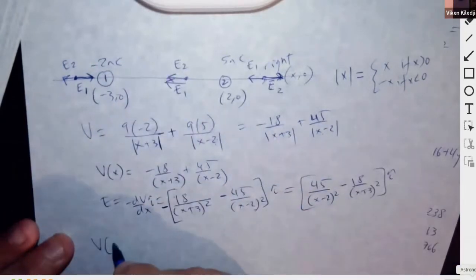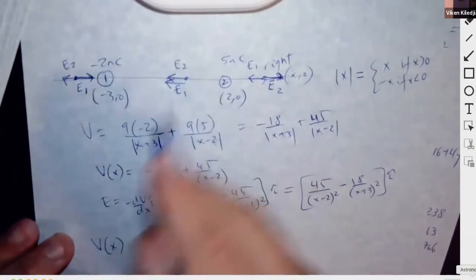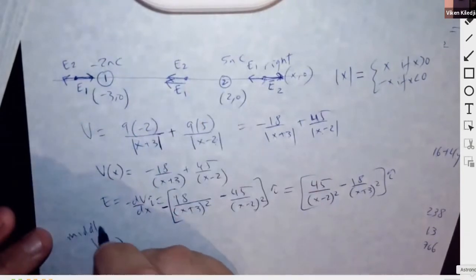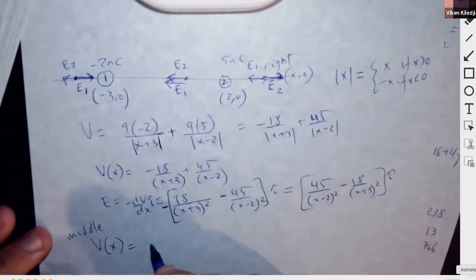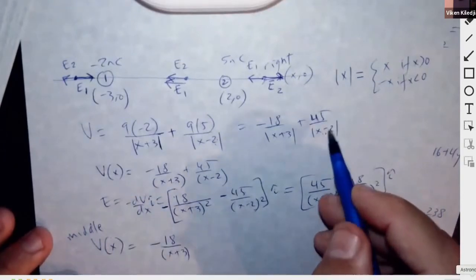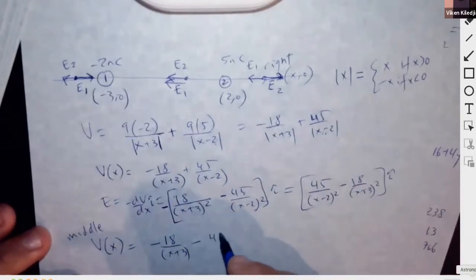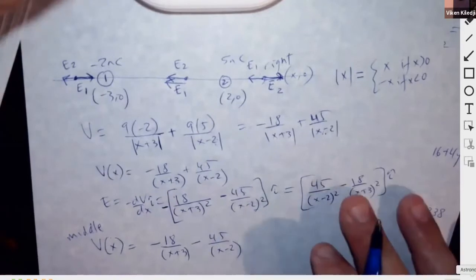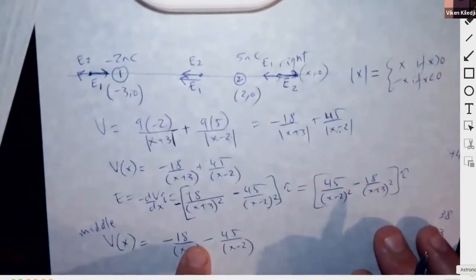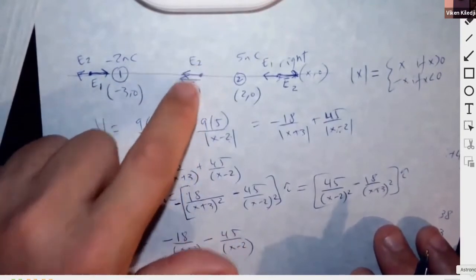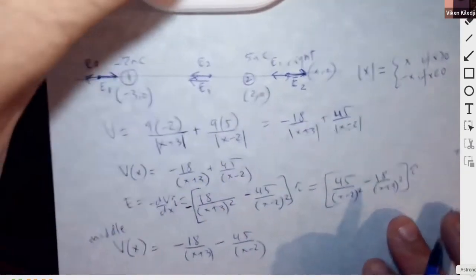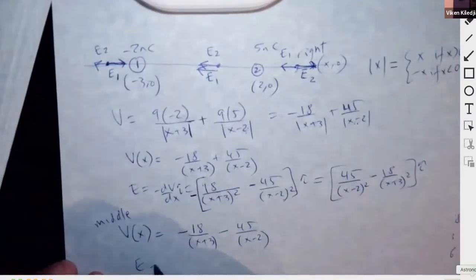So the general equation for the voltage in the middle region is going to be negative 18 over x plus 3. But then this one is going to be negative of itself, so negative 45 over absolute value of x minus 2. Okay? Now, take negative the derivative of that, and that will already take care of the fact that the electrical field is in the same direction. You see? So E is negative dV dx.